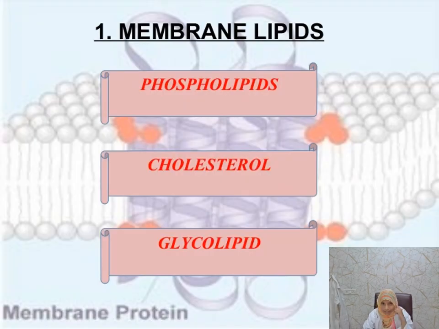So our lipids in the cell membrane could be of any type. It could be a phospholipid in nature, it could be a cholesterol in nature, or it could be a glycolipid. Okay. Glycolipid means lipid when it is bound to a carbohydrate, we call it as a glycolipid. Lipid when bound to the proteins, we call it as phospholipid, and this another one is cholesterol.